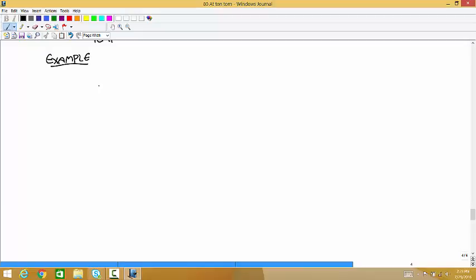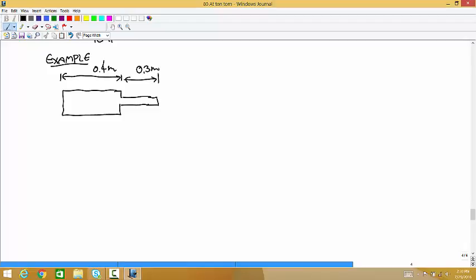So let's say, well, let's do the same example we just did. Okay, so we have this thing with a length of 0.4 meters on the left half and a length of 0.3 meters on the right half. And we have a force here of 13,000 and a force here of 5,000. Is that what it was? And a force here of 8,000.